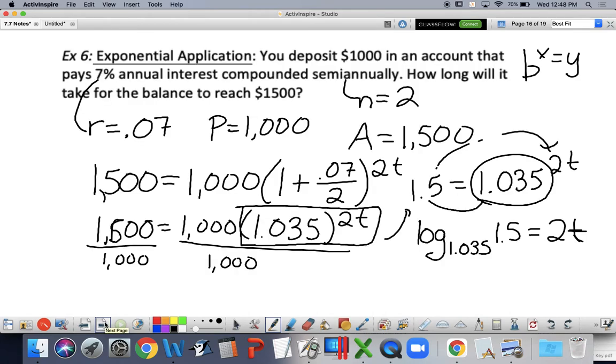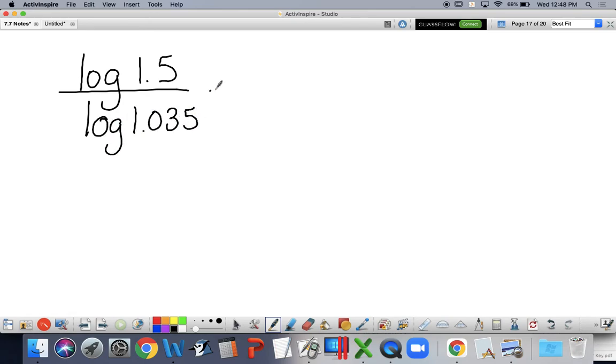So using our base change rule, we wind up with the log of 1.5 divided by the log of 1.035 is equal to 2t. So now I can pick up my calculator and try to figure out what this value is on the left-hand side of my equation. Make sure you've got parentheses around these.